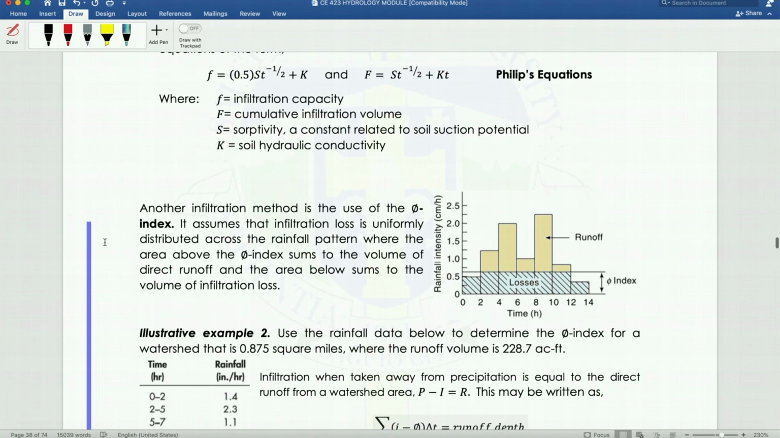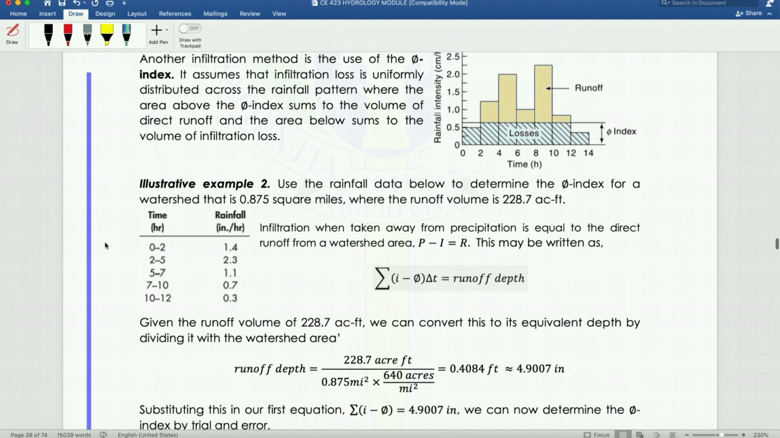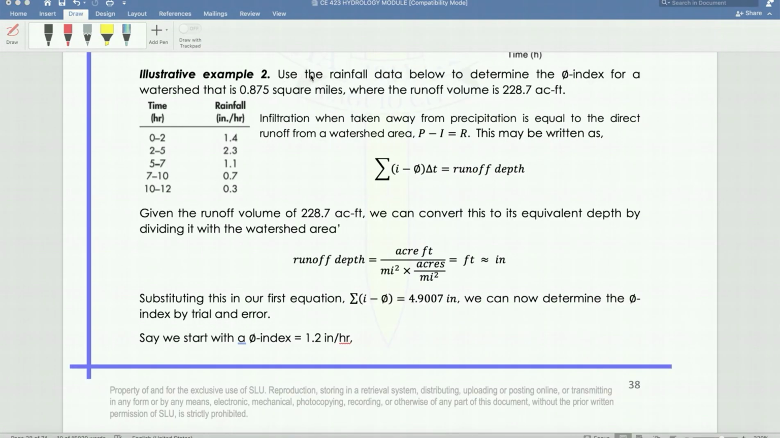Okay, so to understand that further, let's have an illustrative problem here. Use the rainfall data below to determine the phi index for a watershed that is 0.875 square miles, where the runoff volume is 228.7 acre feet. From the water balance equation, infiltration when taken away from precipitation is equal to the runoff depth, since water that did not go to our subsurface has a higher chance of becoming surface runoff. So P minus I is equivalent to R.